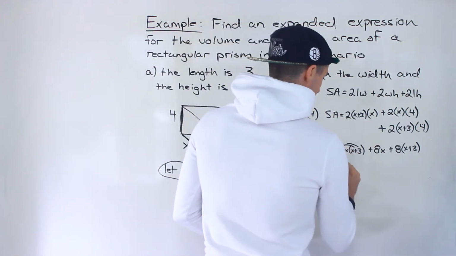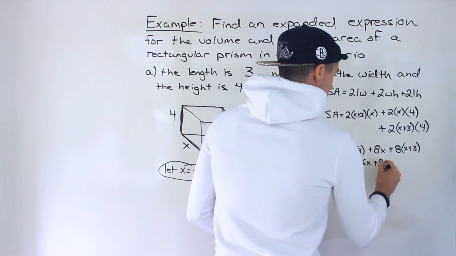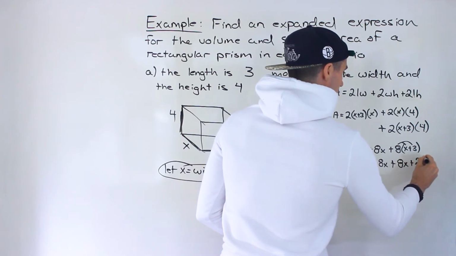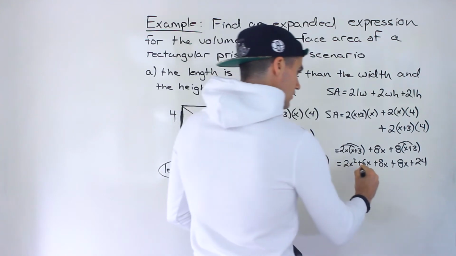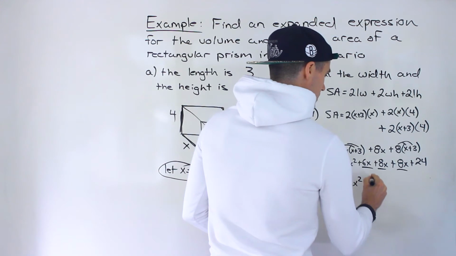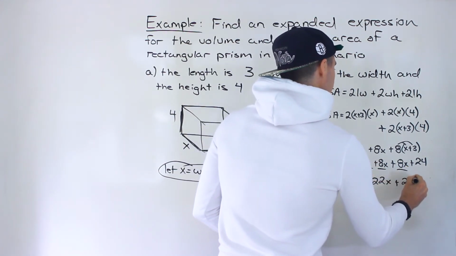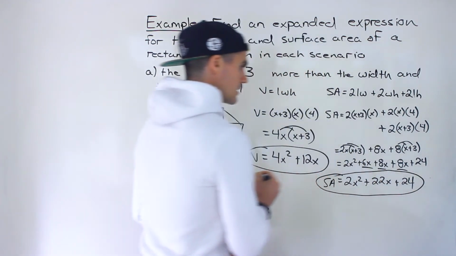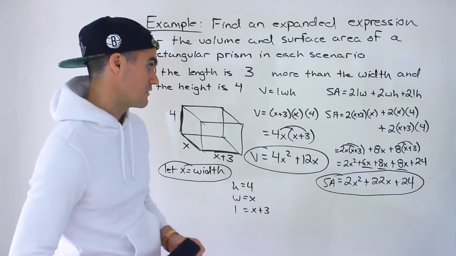So expanding in this bracket, we'll have 2x squared plus 6x plus 8x plus 8x plus 24, like that. And then the like terms, notice this and that are like terms. So we'll have 2x squared plus 22x. Like that. So that ends up being the expanded expression for the surface area, and we can't simplify that any further.